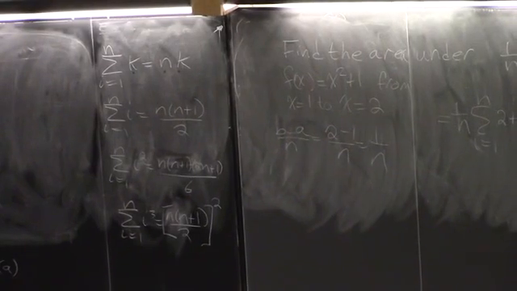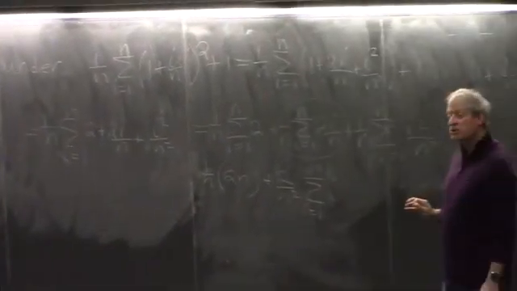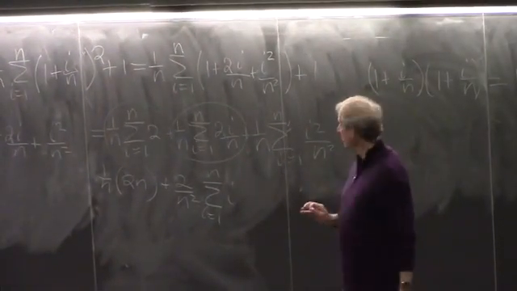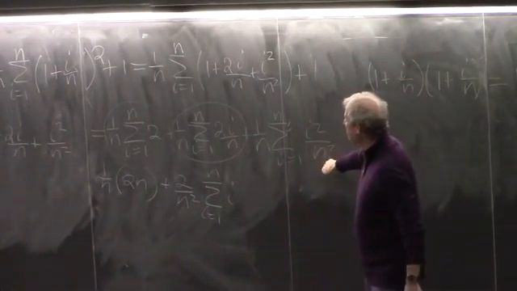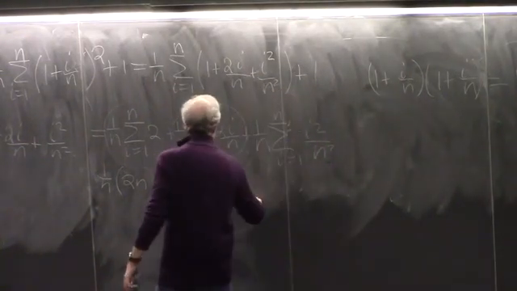Okay? I'm just doing some algebra, folks. Here I'm going to pull n squared out and I get 1 over n cubed.